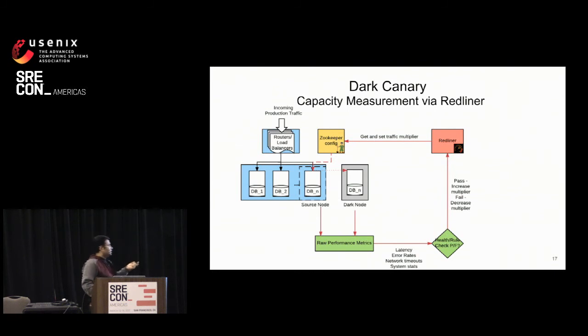Then we have a health check rule where we check the health of the system. We look at latency, error rates, network timeouts, system stats. Did we increase any exceptions or anything? We check that and report back to the Redliner. The Redliner checks and makes sure that the system is healthy, then it updates the multiplier. This happens circularly so we don't have to intervene. It runs automatically, and whenever we have new binaries, it automatically goes to the new boxes without affecting the user. So it's a very efficient way to check this.